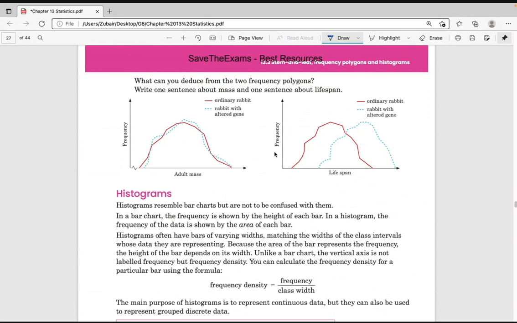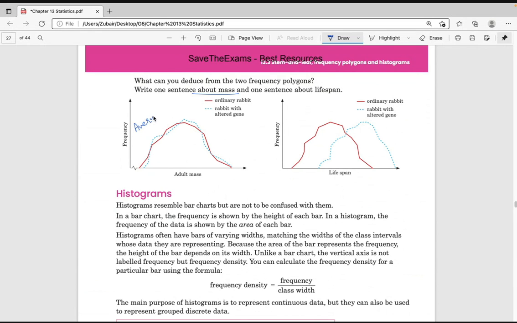So solid red is ordinary rabbit, adult mass, then rabbit with altered gene. They're more or less the same. And on the right hand side, ordinary rabbit and rabbit with altered gene, and we can see that lifespan is increasing. So what can you deduce? So write one sentence about mass. So basically mass is more or less the same. May I say average mass is the same?